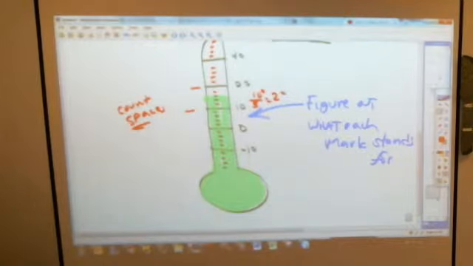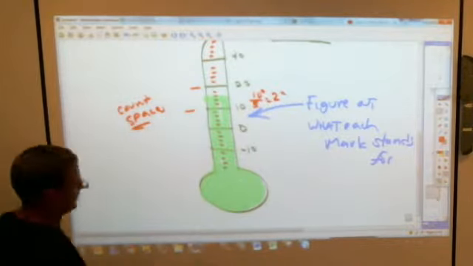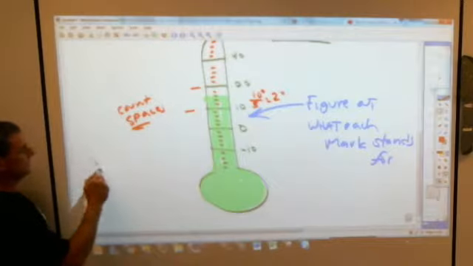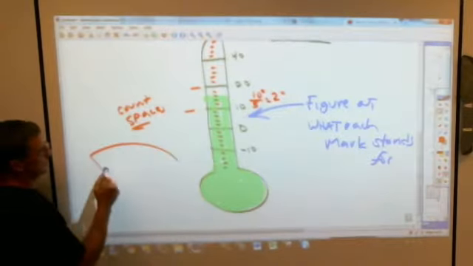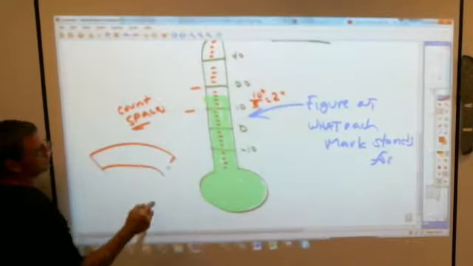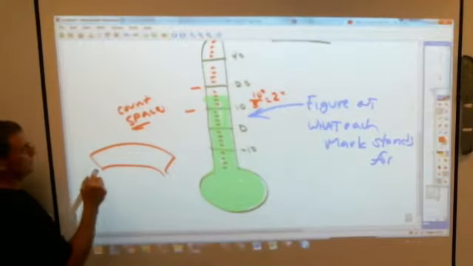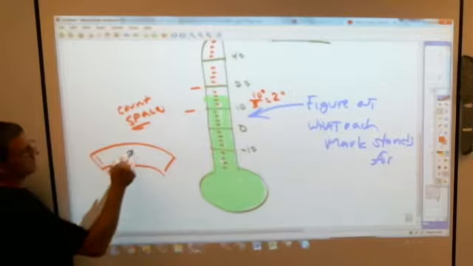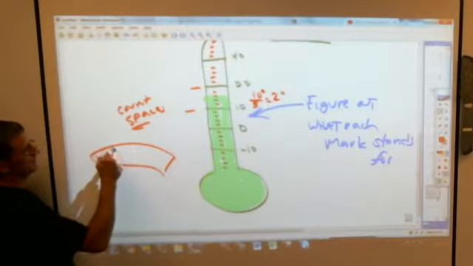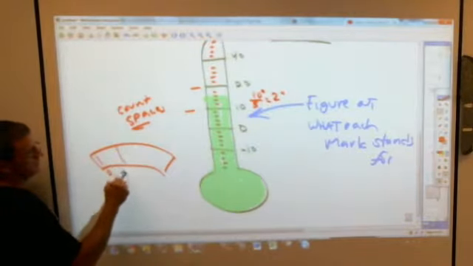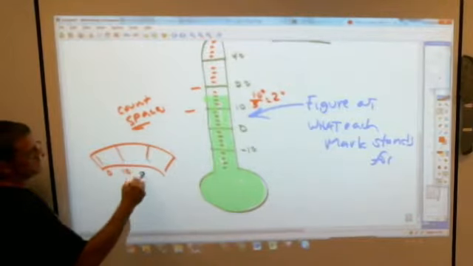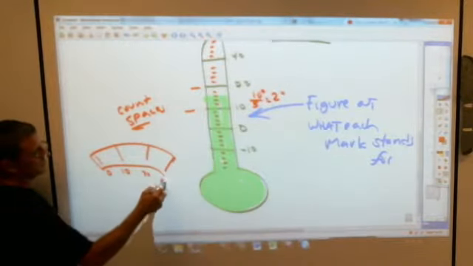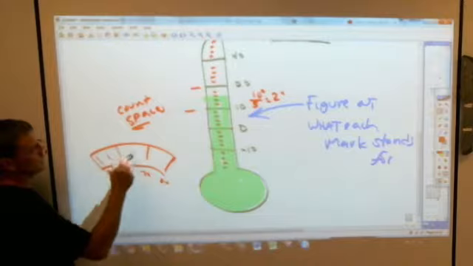Another example would be a speedometer of a car, or let's maybe do even a scale. Let's say here's your scale. That's a nice looking scale. And this is 0 pounds, and this is 10 pounds, and this is 20 pounds, and this one is 30 pounds, and then there's just one little mark right there.